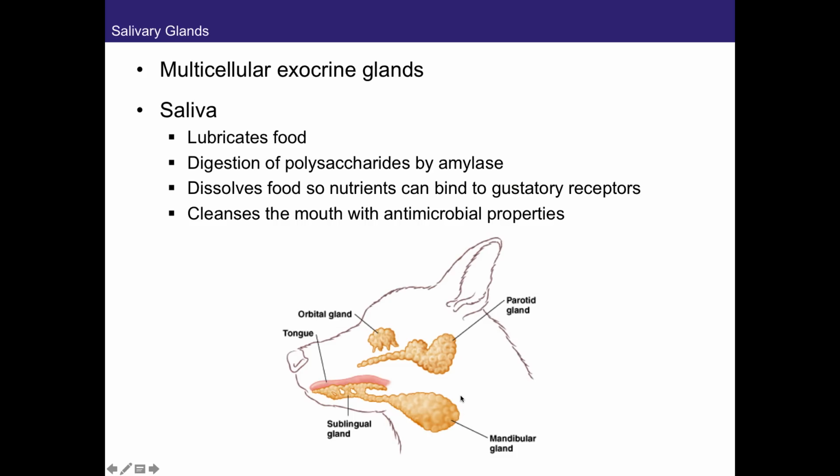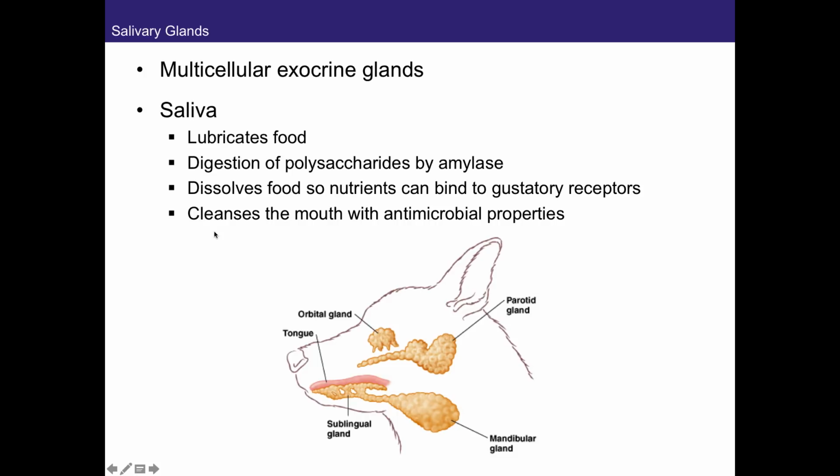All right, salivary gland. So what does saliva do? It lubricates the food, starts to break down polysaccharides, those are carbohydrates, by secreting amylase, and dissolves the food so nutrients can bind to taste receptors. The lysozyme that it secretes also cleanses the mouth with antimicrobial properties.